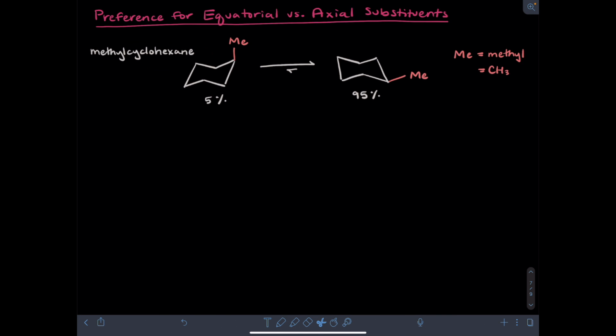What's seen is that 95% of the methyl cyclohexane molecules exist typically with the methyl in the equatorial position, and only 5% of the molecules at a given time will have their methyl group at an axial position instead. The reason for this preference for the group to occupy the equatorial position instead of the axial one is known as 1,3 diaxial interactions.